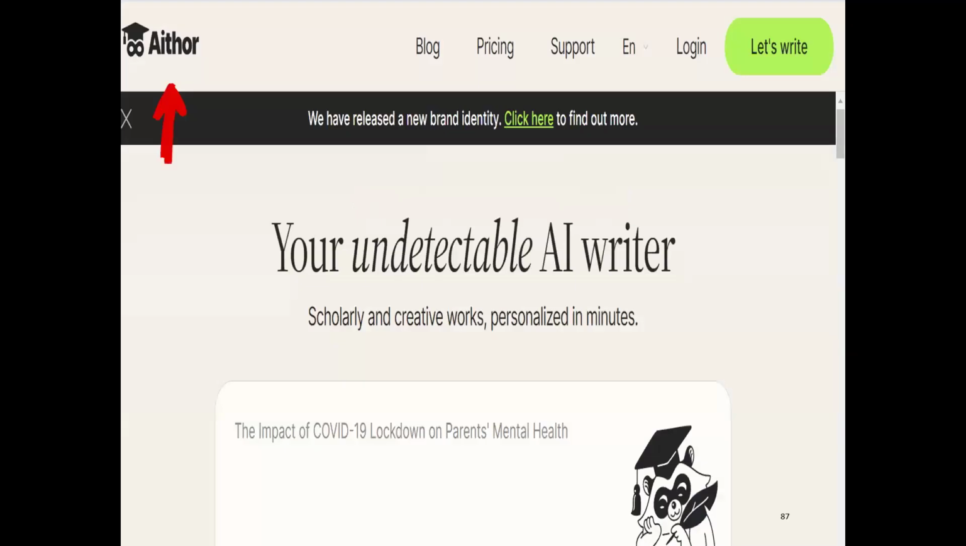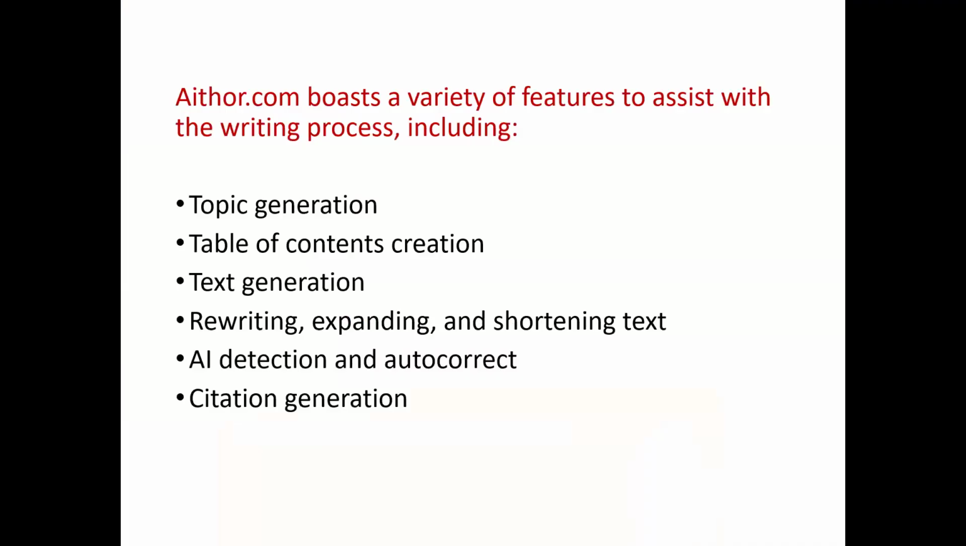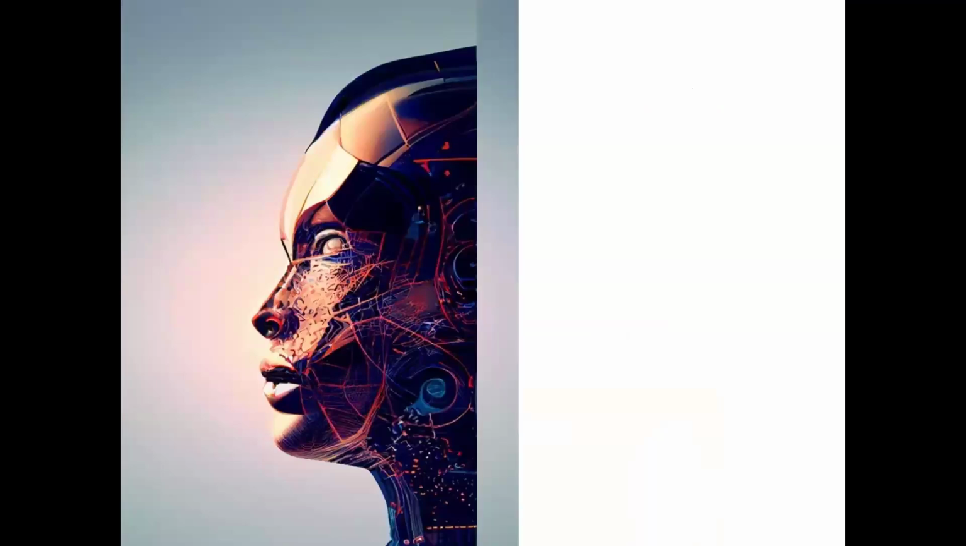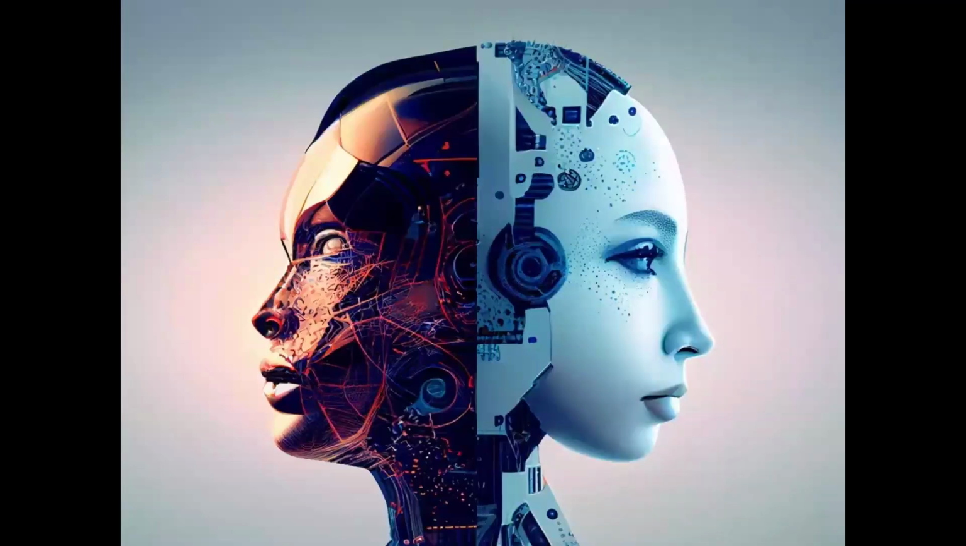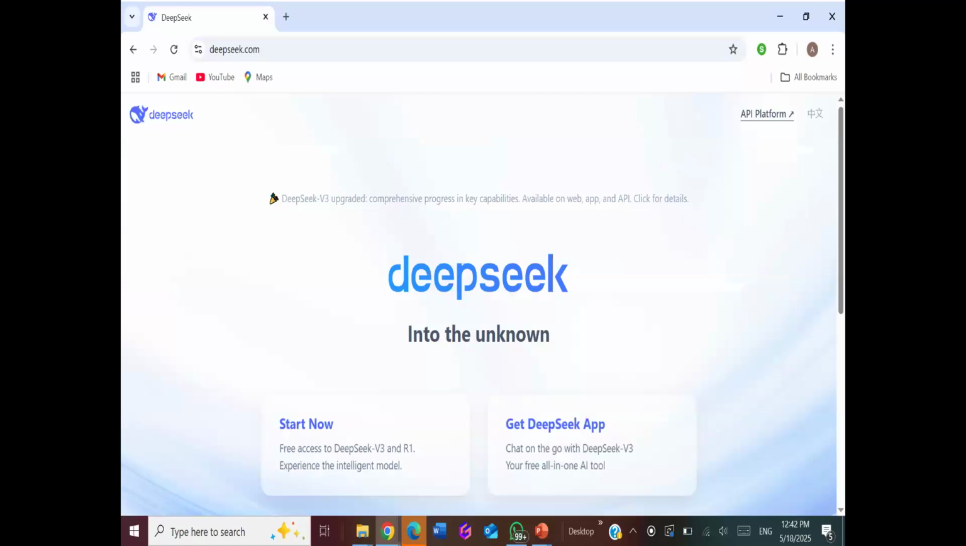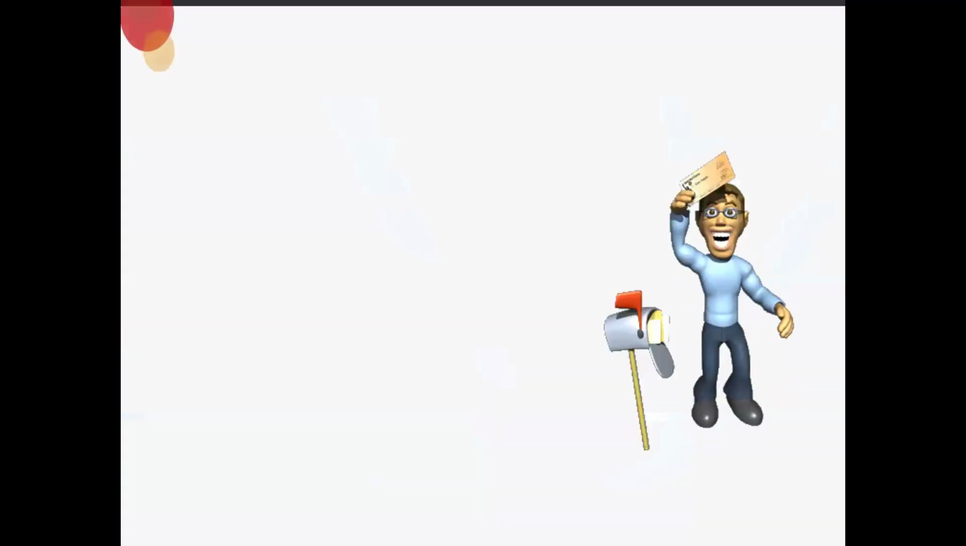So we have many sites to help you in that, like Claude, like Aethor. It can help you in topic generation, in text generation, in citation generation, and also it can help you to humanize. What is humanize? To change whatever the AI writing is into something like human writing. So it can help you to humanize. But also the new DeepSeek, which is a Chinese one, is an excellent one for paraphrasing.